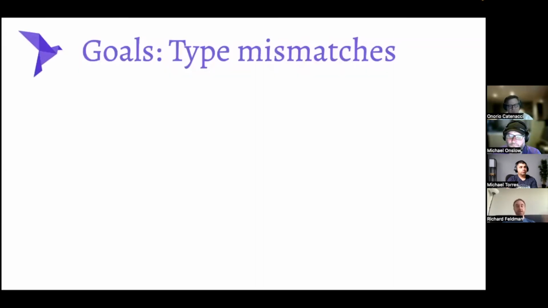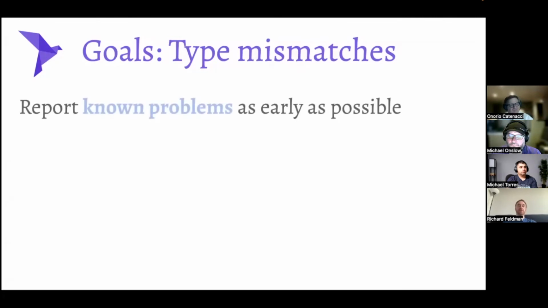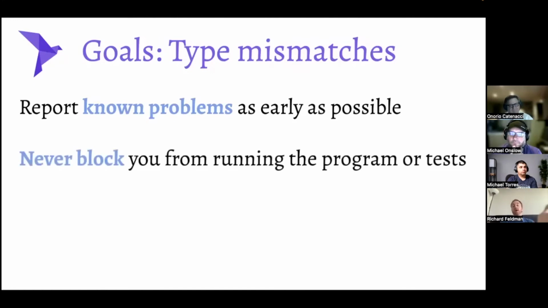So some concrete goals that we have when it comes to type mismatches. One is to report known problems as early as possible. If we know that something is definitely going to cause a problem if you run the program, or at least if any combination of user inputs gets you there, report those as early as possible, in other words at build time, but never block you from running the program or from running tests. Just always support that so that if that's your workflow, you can just do it and it'll work.